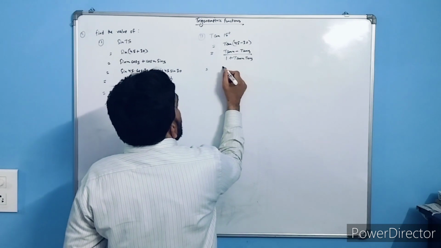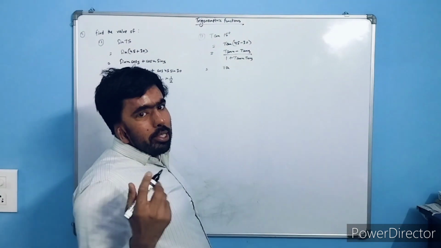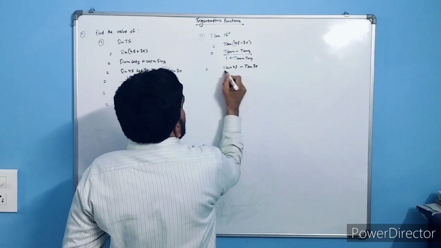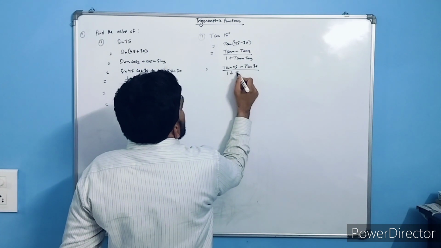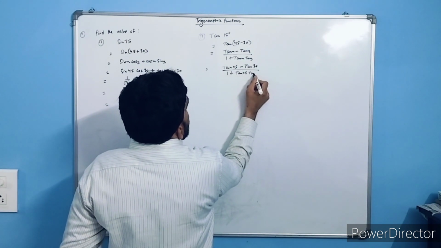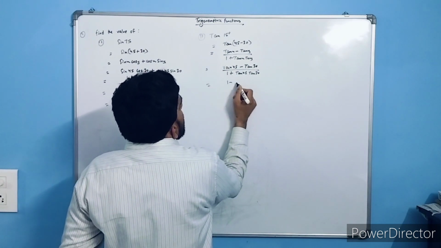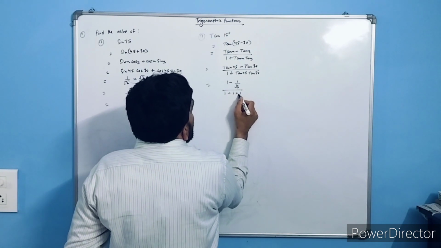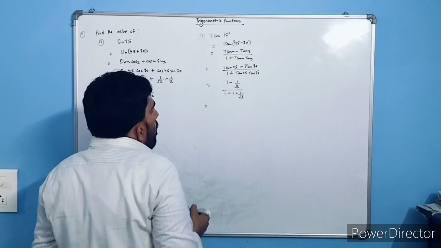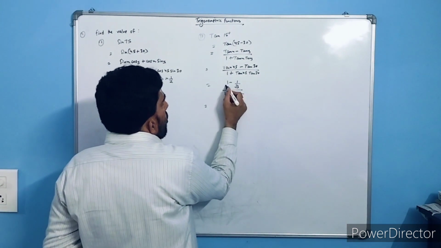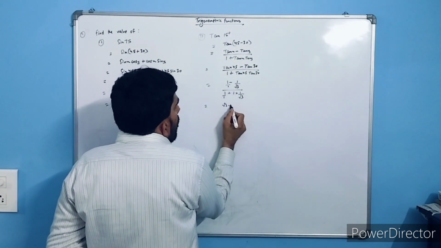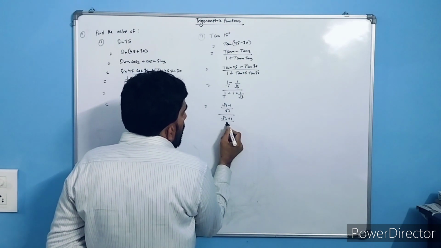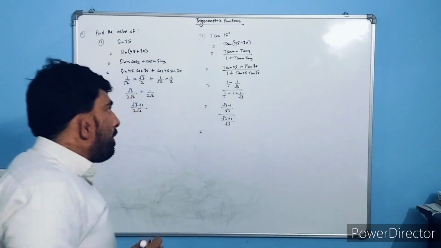Now tan x minus tan y, here x is 45 and y is 30. So tan 45 minus tan 30 upon 1 plus tan 45 tan 30. Now tan 45 is 1, minus tan 30 is 1 upon root 3, upon 1 plus 1 into 1 upon root 3. So now we got this. Let us solve it further by taking LCM. I got this one. Okay, so like this we got.